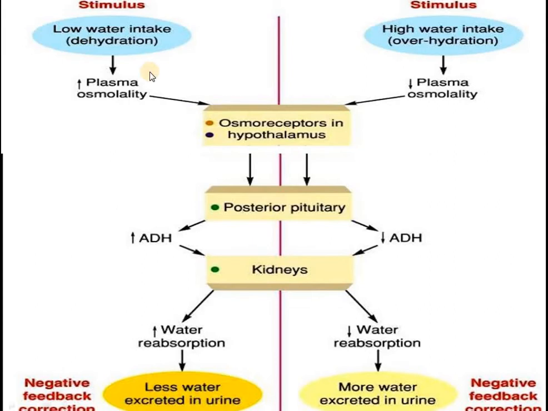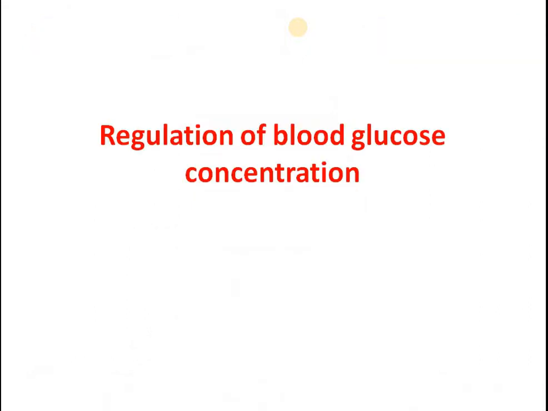So you see, in both ways, the stimuli can be any. It can be lower than the normal levels, or it can be higher than the normal levels. Anyway, the stimulus will be detected, and a corrective mechanism will occur which will bring that parameter, that factor, back to normal. The other factor that we need to control is blood glucose concentration.